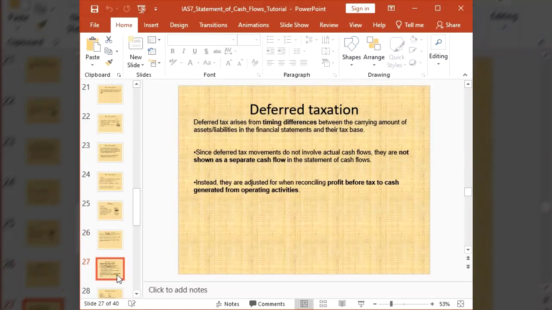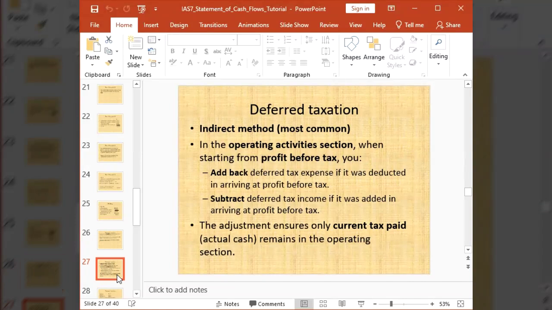It is important to note that in the indirect method, if you start with profit before tax, you would have to add back deferred tax expense if it was deducted before arriving at profit before tax. You will also need to subtract deferred tax income if it was added before arriving at profit before tax. The adjustment ensures that only current tax paid, that is the actual cash, remains in the operating activities.